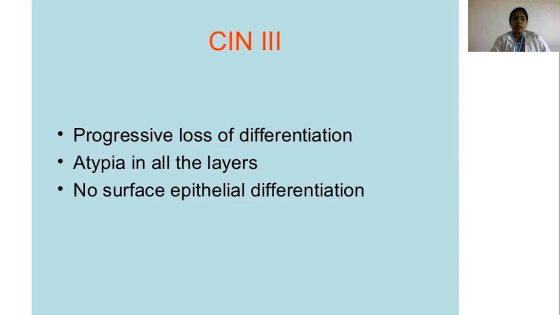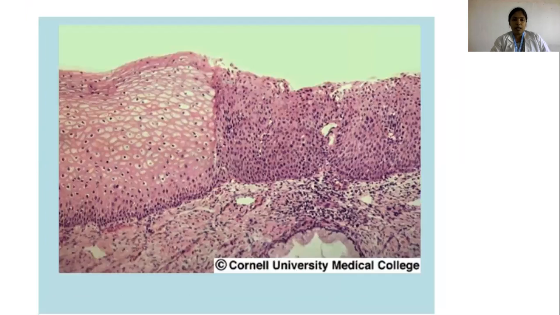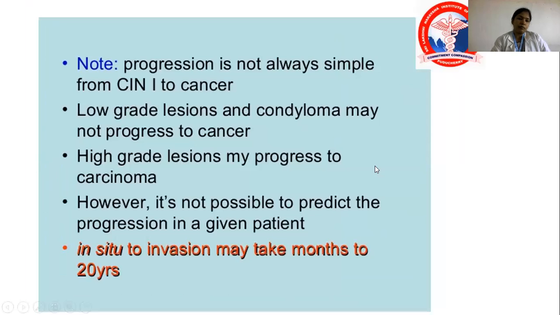What is CIN3? There is progressive loss of differentiation. There is atypia in all the layers. No surface epithelial differentiation can be seen. The atypia is seen up to the basement membrane, but there is no breach of the basement membrane. Can you see? The atypia is seen in all the layers.